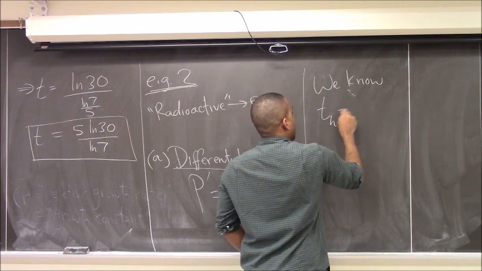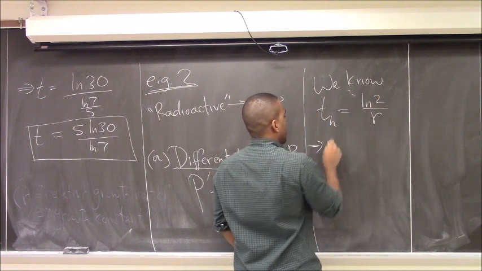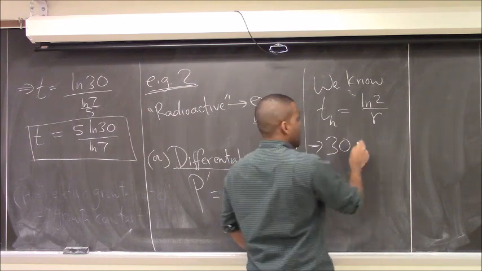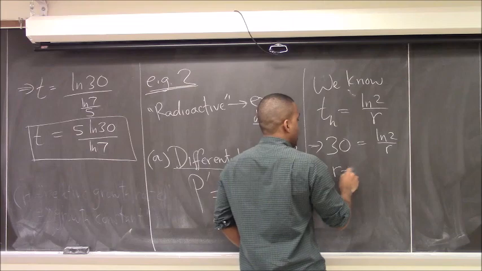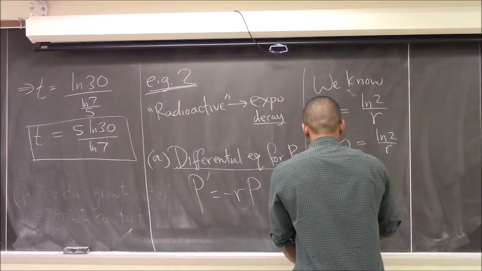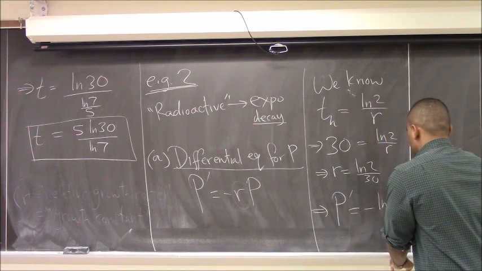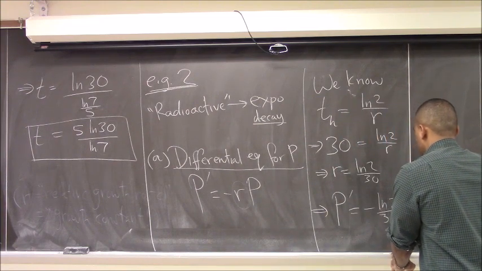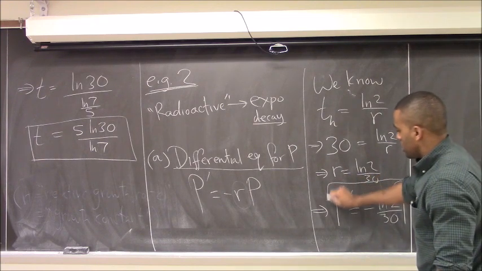that the half-life is ln2 over R. So this means that 30, measuring time in years, is ln2 over R, which means that my R is ln2 over 30, which means P prime is equal to minus ln2 over 30 times P. And that's my differential equation.